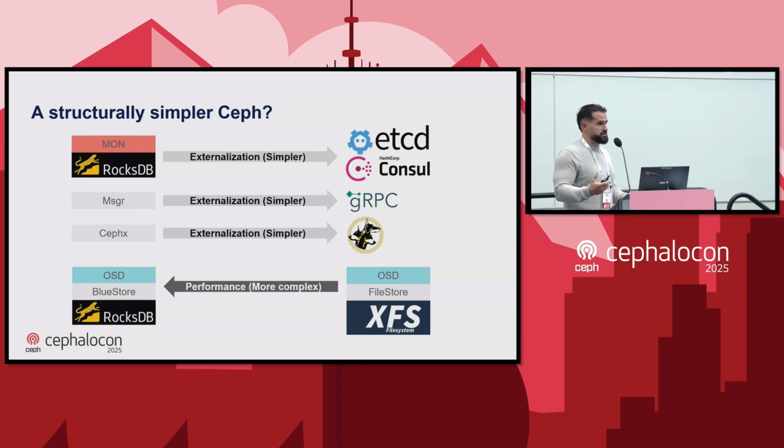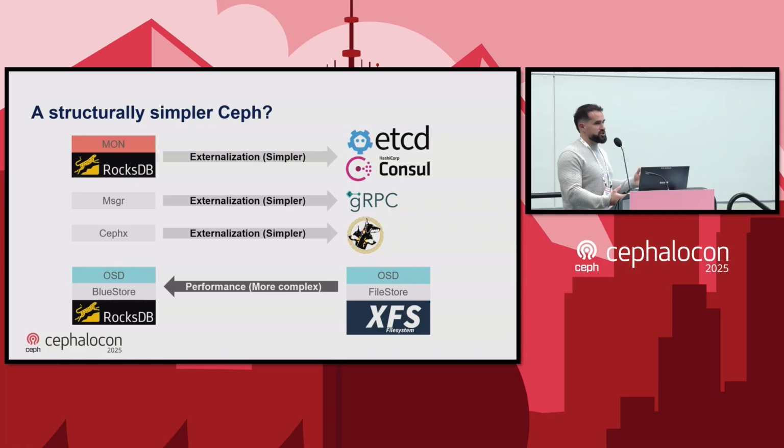We could replace the messenger, for example, with something like gRPC. Instead of having our own transport protocol, we could use a standardized protocol. That could be another structural simplification. And what about using Kerberos instead of Cephx, as a way to provide authentication and authorization in Ceph?